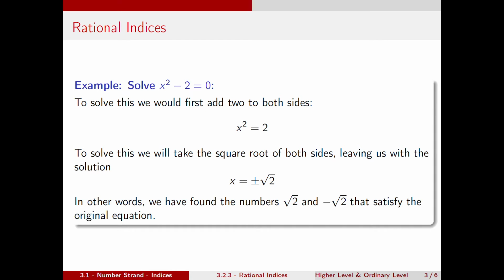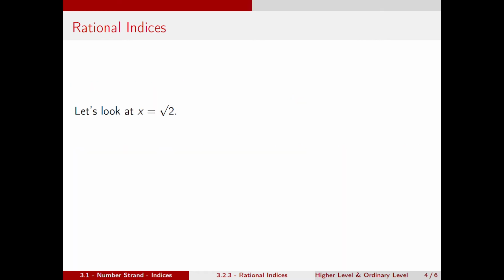So in other words, we've found the numbers the square root of 2 and minus the square root of 2 that satisfy the original equation, i.e. if I sub root 2 or negative root 2 into the equation x squared minus 2 equals 0, it will be satisfied. So what is x equal to root 2? By definition, we have the following: that the square root of 2 is equal to 2 to the power of a half, and this is where our rational index comes in.